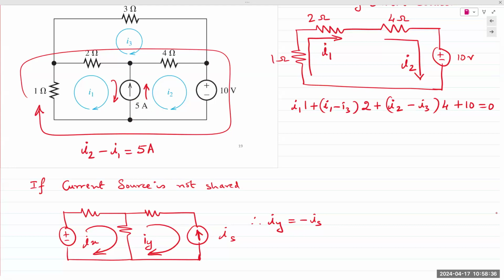And then when you rearrange the terms, you can express I2 in terms of I1. You can write I2 is 5 plus I1, or you can write I1 is I2 minus 5. And then you can take those and plug them into one of the equations where I1 or I2 appear, and you can eliminate those.